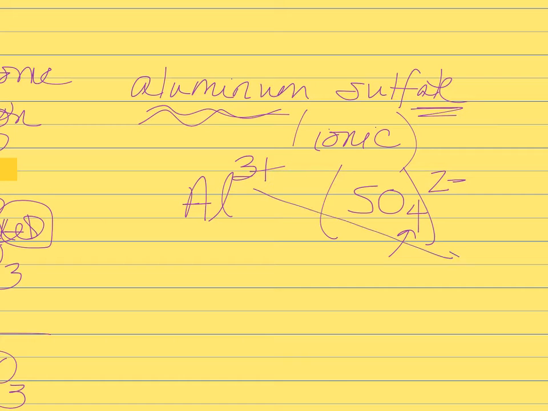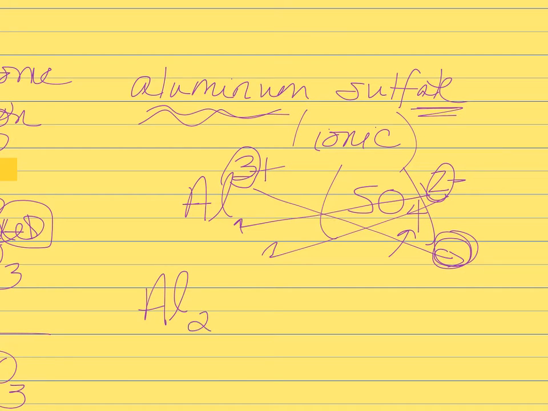Now we're going to crisscross charges. So this 3 comes down as a subscript, and this 2 goes down with the aluminum as a subscript. Don't carry the plus and minus signs down. Okay, so it's Al2(SO4)3. Now you see why you need these parentheses, because you're going to end up often having two subscripts right next to each other.